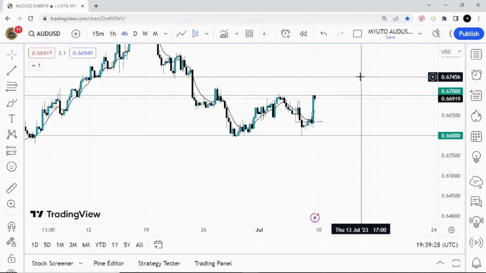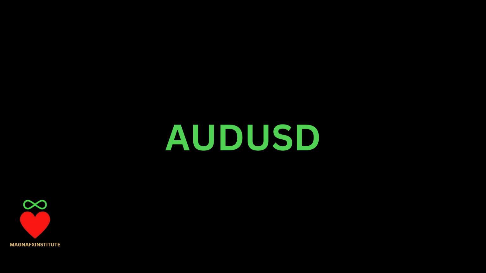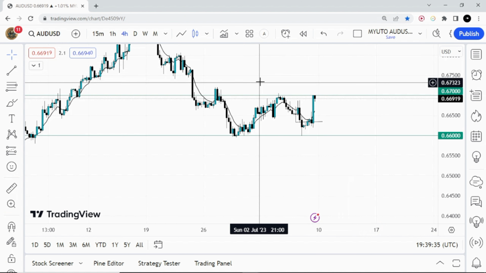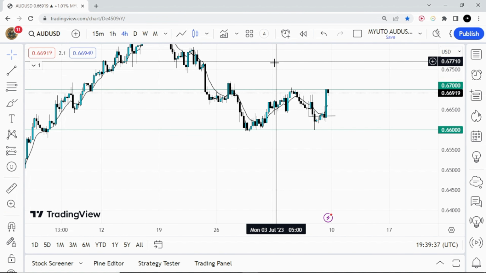All right, let's get into the analysis. Like always, we begin with Aussie dollar. Okay, for Aussie dollar, we had some pretty good price action.